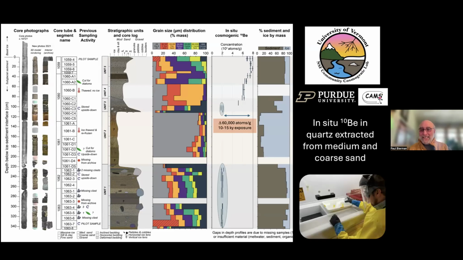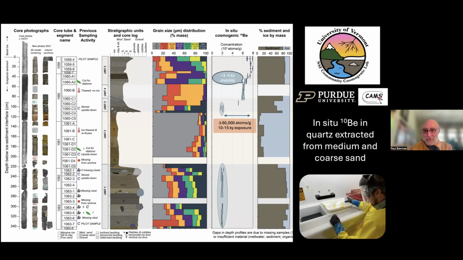So there's about a 60,000 atom per gram difference in the fluvial material up here and the lower material from which it's derived. To do that at the surface, you need 10 to 15,000 years of exposure at a production rate of 4 to 5 atoms per gram per year. So that implies that there was a significant period of time in which the ice was gone and this landscape was exposed to cosmic radiation.